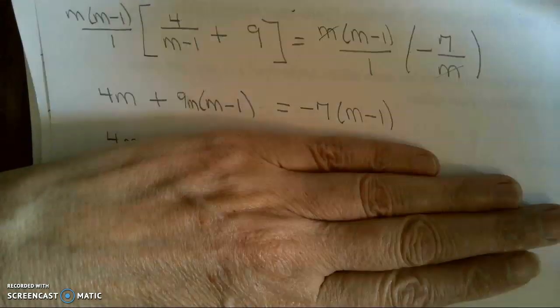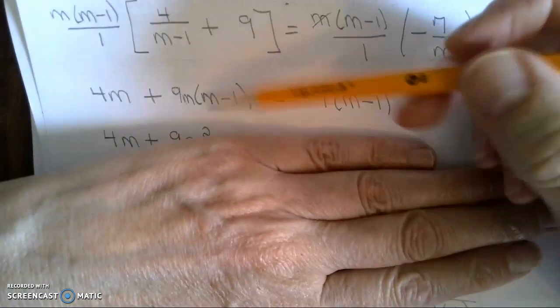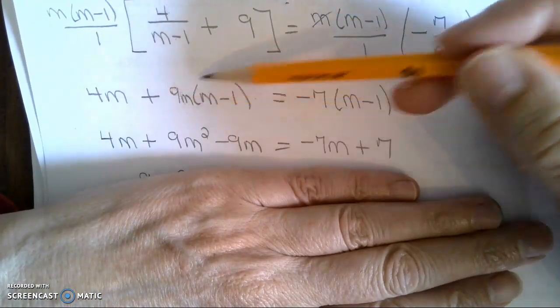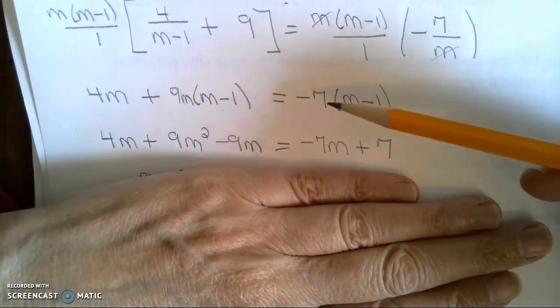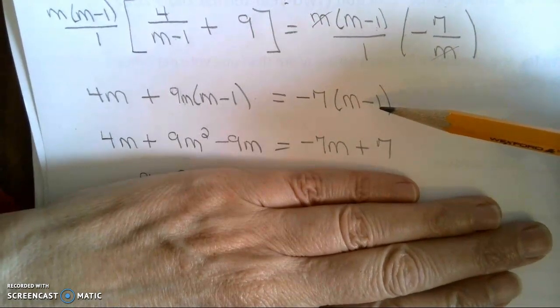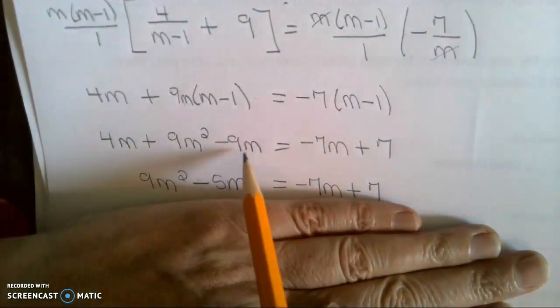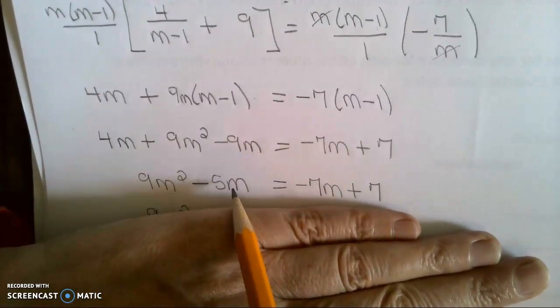Okay. Now what I want to do is apply the distributive property here and here. So this one gives me 9m squared minus 9m, negative 7m plus 7. Okay, now I'm going to add like terms on the left side. 5m minus 9m gives me negative 5m.